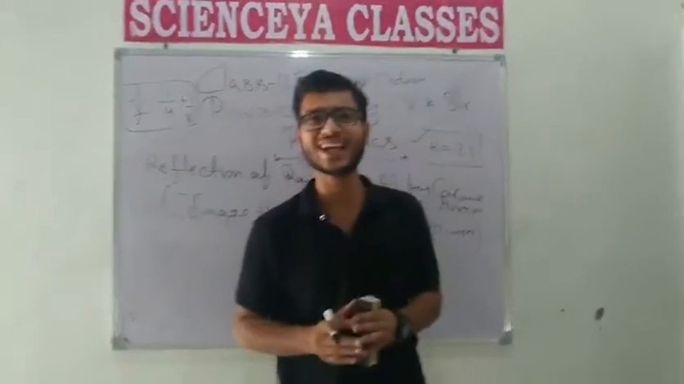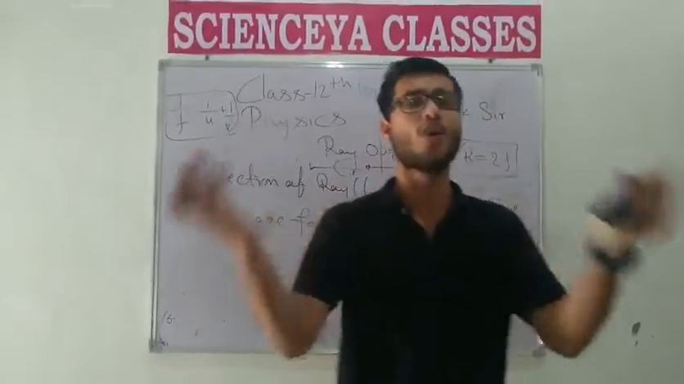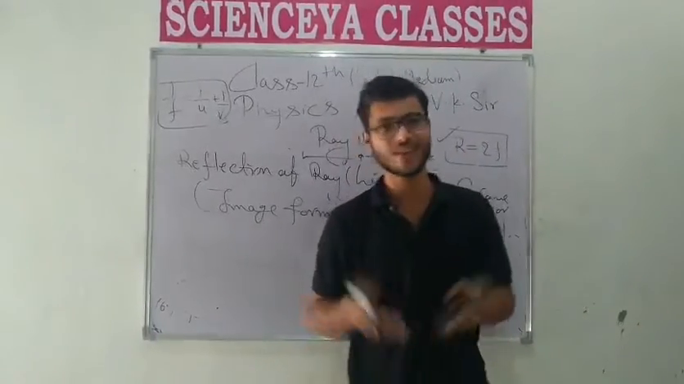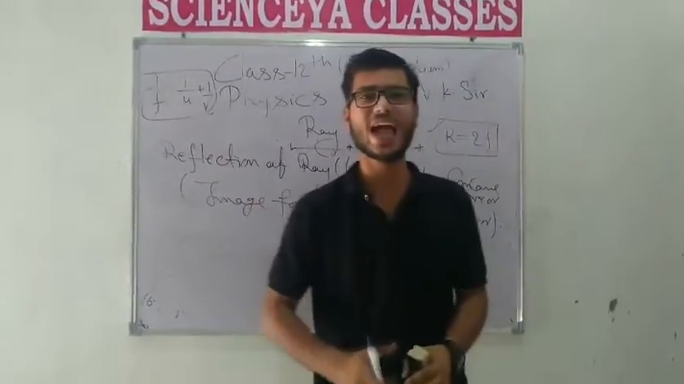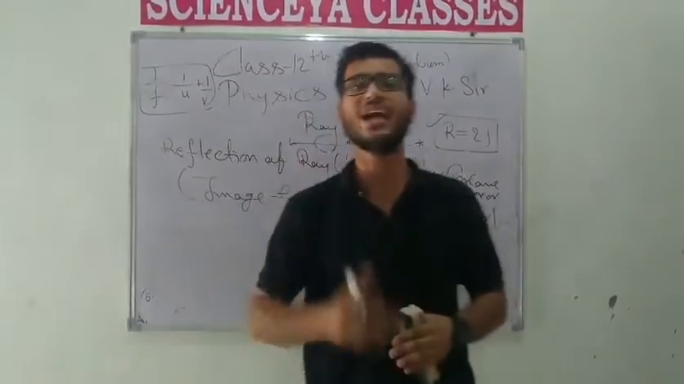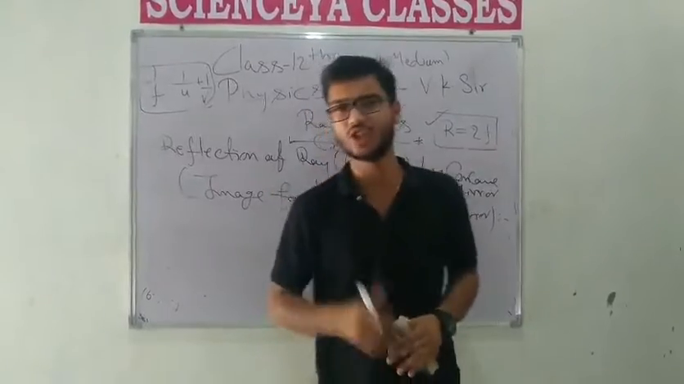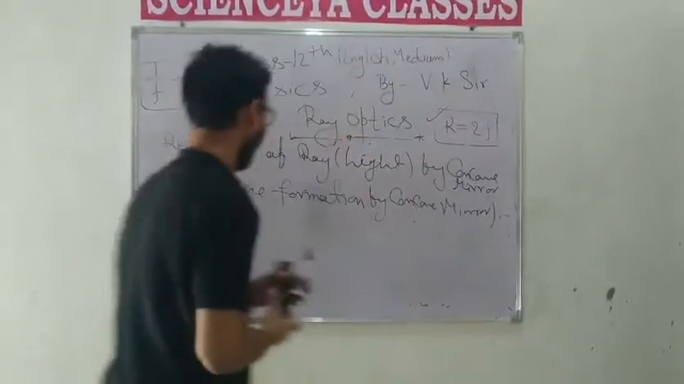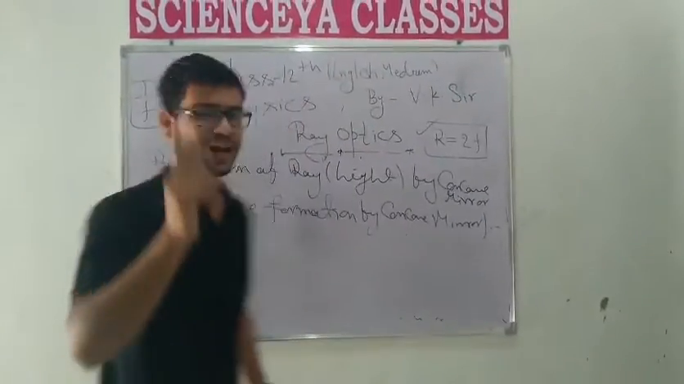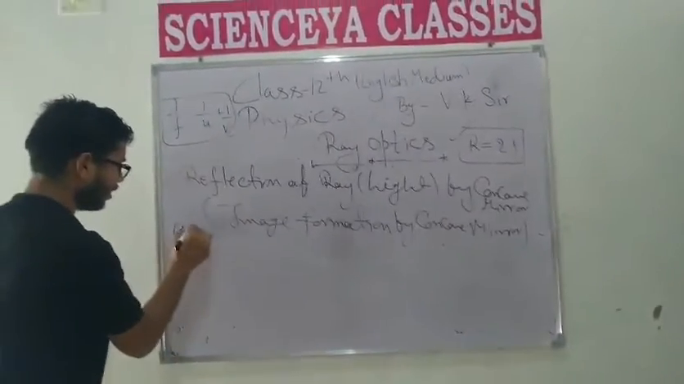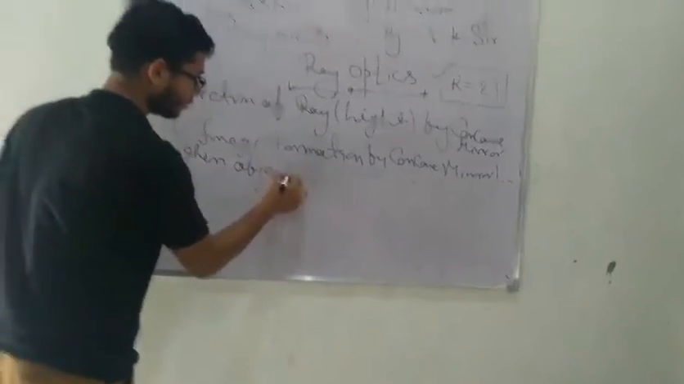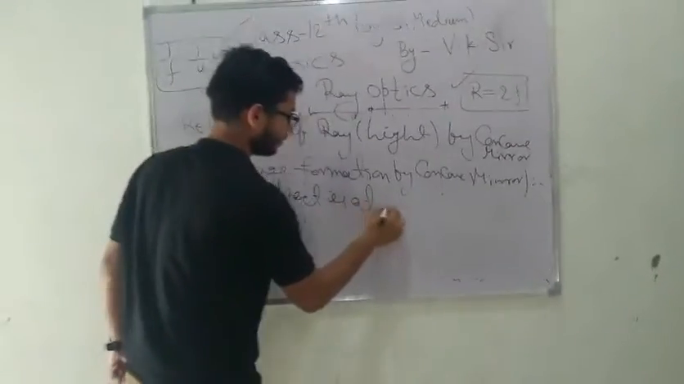We put the object at different positions on the principal axis and get different positions of the image. So it is a very simple topic, and here we discuss six positions of the object to get different positions of the image. So student, let us start how the image is formed. So student, the first and very simple condition is when the object is at infinity.